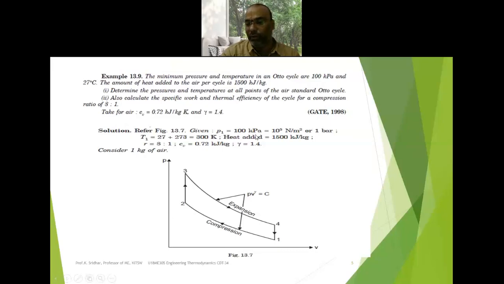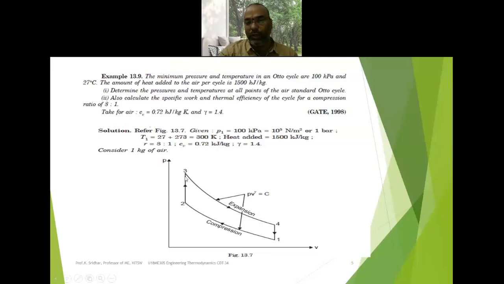Always convert into SI units, that is Newton per meter square, so 10 to the power of 5 Newton per meter square. And the temperature of 27 degrees centigrade, always convert into absolute temperature, so 27 degrees centigrade is nothing but 300 Kelvin. The amount of heat added to the air per cycle is 1500 kilojoules per kg. I already told you that heat addition always takes place at constant volume in the Otto cycle, so during process 2 to 3 only the heat addition takes place.